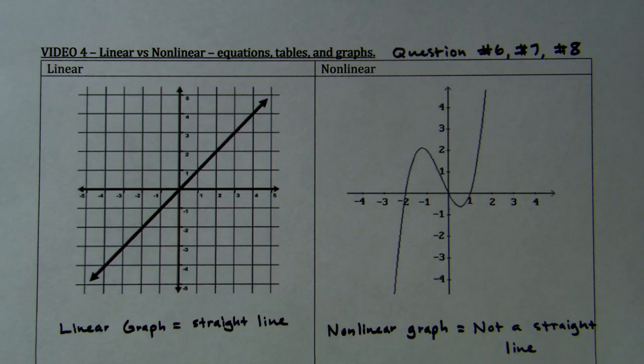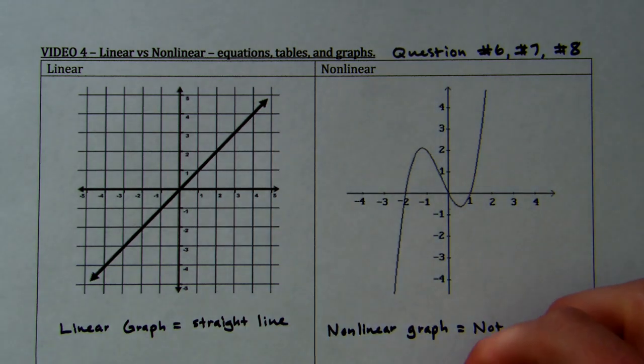All right, video 4 is linear versus non-linear. It is equations, tables, and graphs. Now, what we have here is in this column, these are all linear. In this column, these are all non-linear.